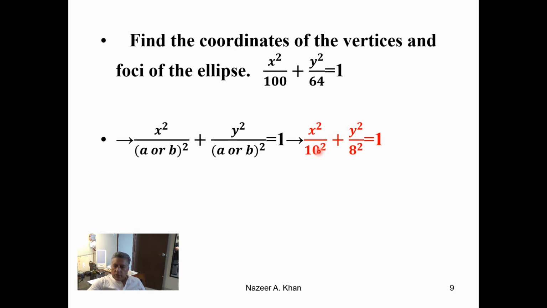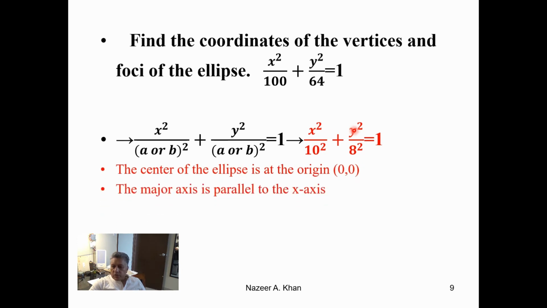So when we look at this equation right here, plus or minus 10, plus or minus 8, and we have our center at the origin. The center of the ellipse is at the origin. The major axis is parallel to the x-axis, and the c value, the distance from the center to the focus, is plus or minus 6. Right? How do we get that?